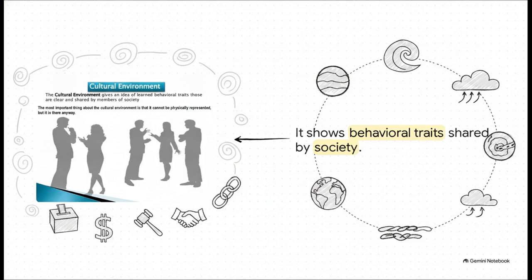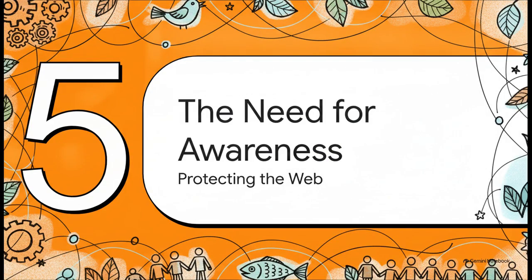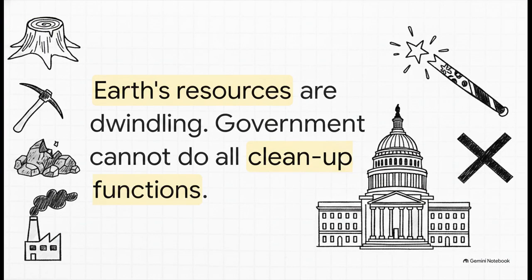We humans are both the creators and the molders of our environment. The decisions we make in our cultural environment, like how we structure our economies or draft political policies, they directly dictate how we interact with the lithosphere, the hydrosphere, and the atmosphere. And finally, Part 5, the need for awareness, protecting the web. Which leads us to a pretty stark reality.